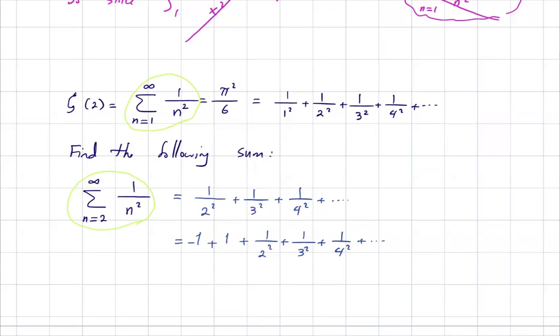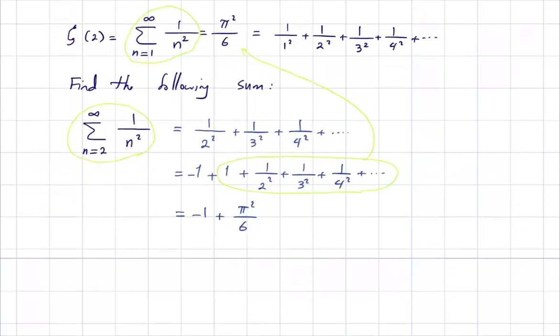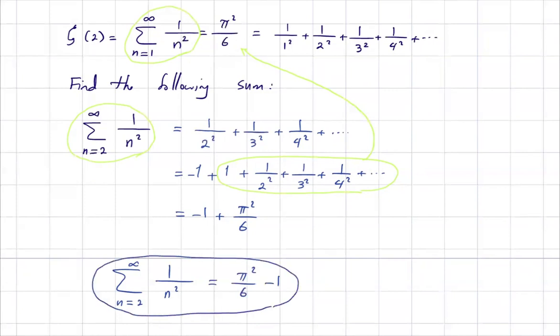We know that this summation is nothing but pi squared over 6. So just substitute it over here. This is -1 plus pi squared divided by 6. So you can write the summation of 1 divided by n squared, n starts from 2 to infinity, is nothing but pi squared over 6 minus 1, and you are done.